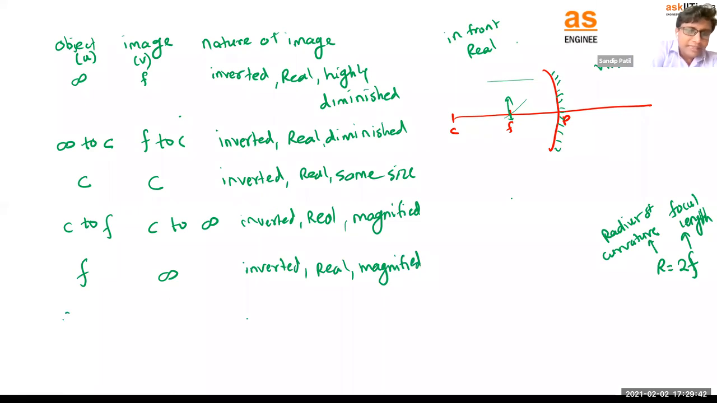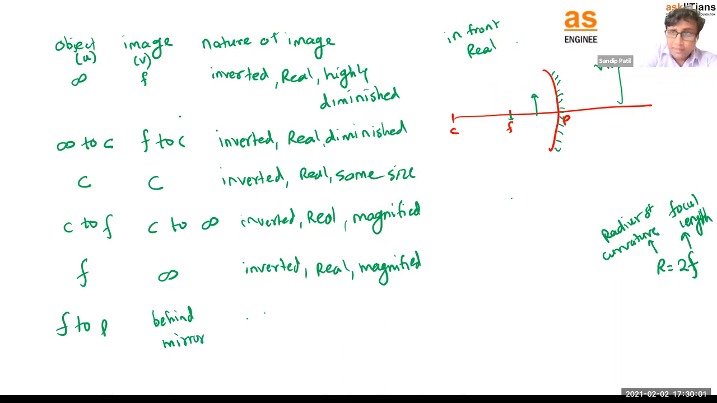Then you keep the object from the focus point to the pole, somewhere here. This is the only case when you get the image of the object on the other side, behind the mirror, we can say. So this is called behind the mirror.